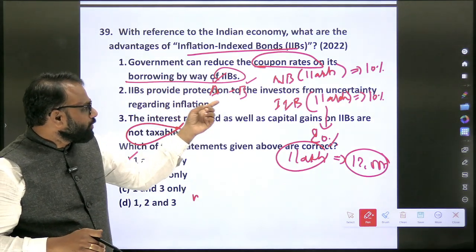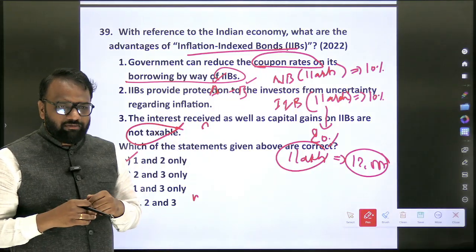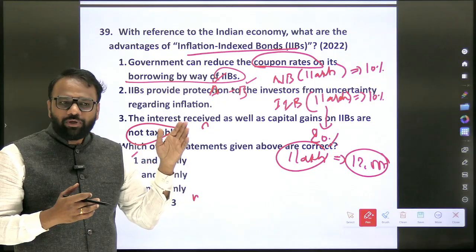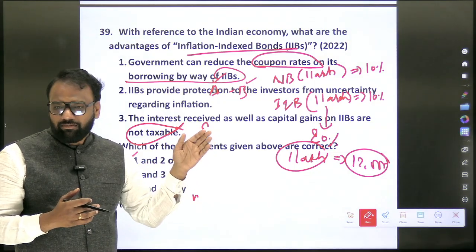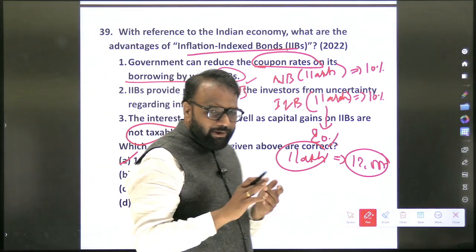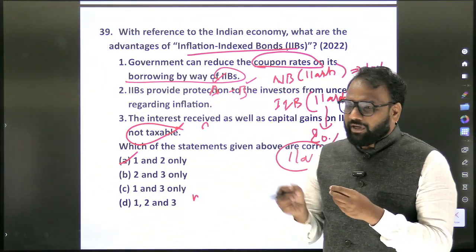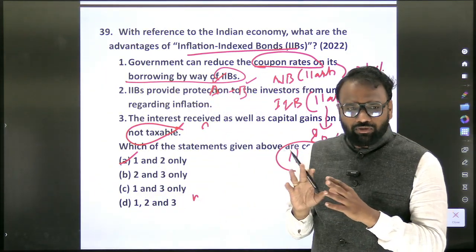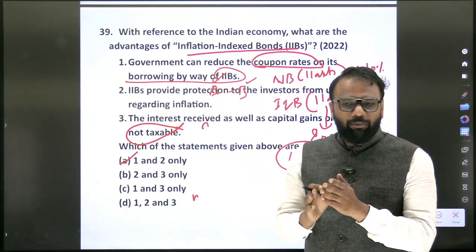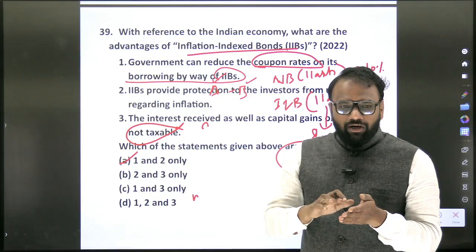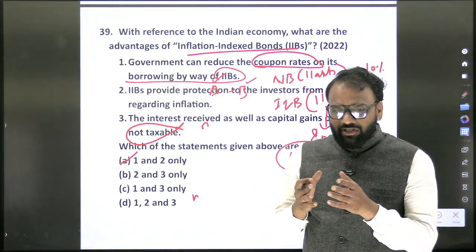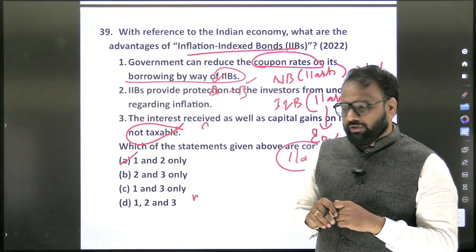IIBs provide protection to investors from uncertainty regarding inflation. If there is high inflation, accordingly you will get high returns, so it will offer you protection against inflation. Again, this is an important topic. Even if we are able to eliminate options, they help us, so they are very important. Similar kinds of questions have been asked on convertible bonds and non-convertible bonds, and next, inflation indexed bonds and non-inflation indexed bonds. These are various concepts which are very important.